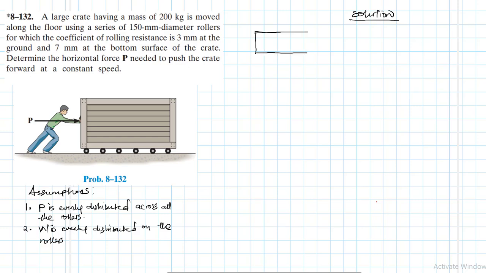Okay, so now we have a crate like this, and this crate is experiencing a push of magnitude P, and it has a weight W. Okay, so we're going to have a reaction P and a normal force N, right? This is what we expect, right?